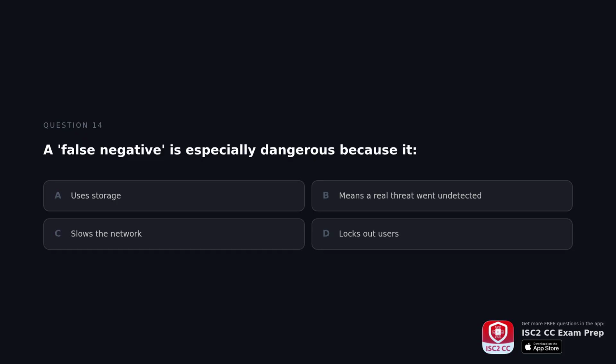A false negative is especially dangerous because it: A. uses storage, B. means a real threat went undetected, C. slows the network, D. locks out users.